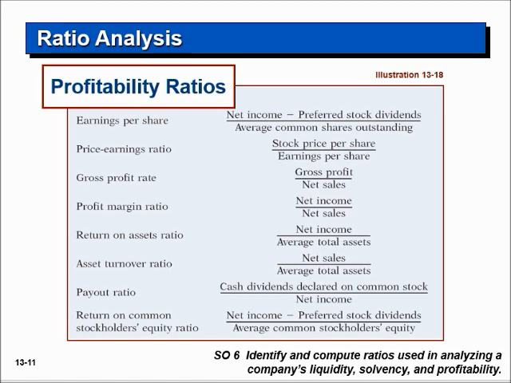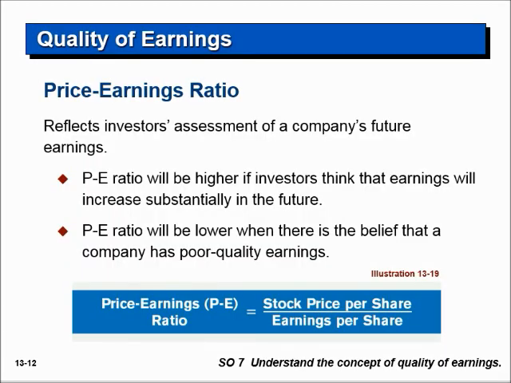And finally, we have the return on common stockholders' equity ratio, which is our net income minus those preferred stock dividends divided by our average common stockholders' equity. So these are the different types of ratios we're going to talk about. We're going to go through them really quickly.